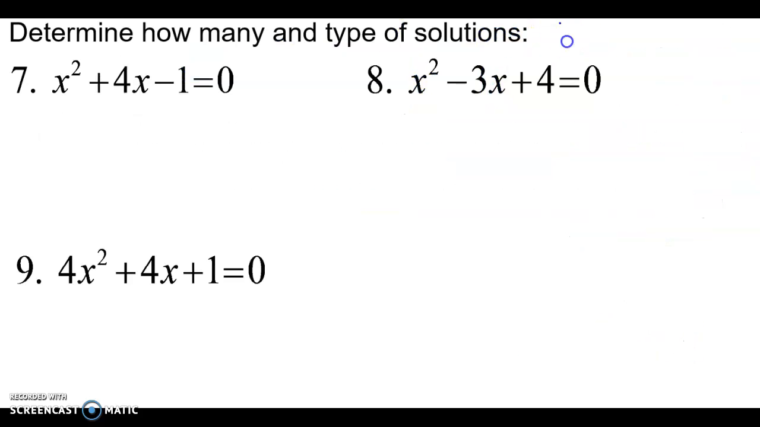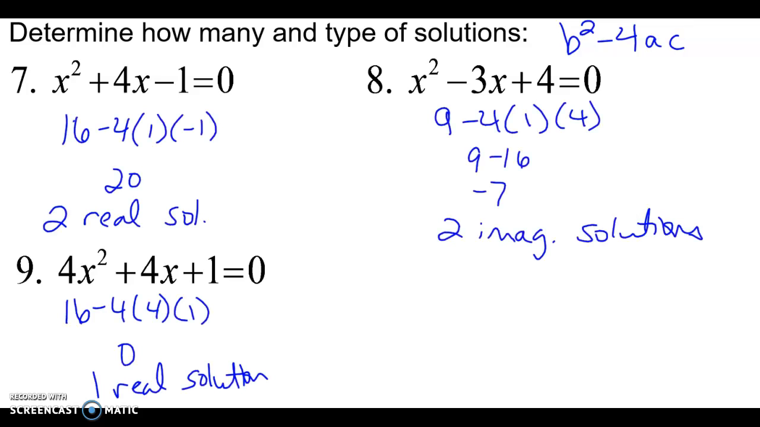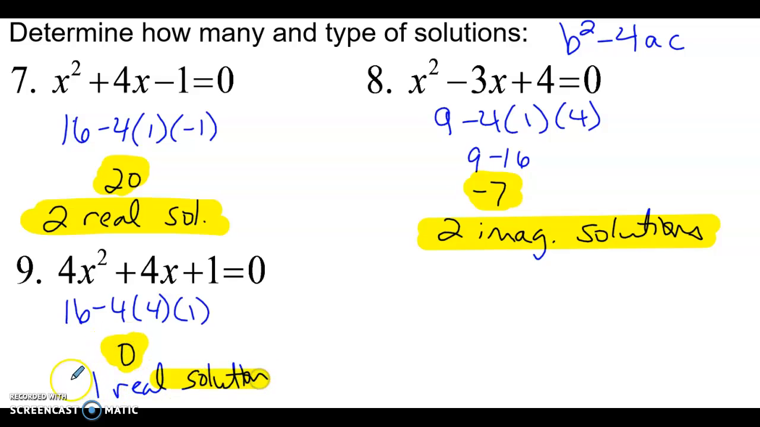All right, so go ahead and try these 3. See if you can figure out how many solutions you have. All right, so for the first one, we got the discriminant to be 20. So there were 2 real solutions, okay, because that number was positive. Second one, our number is a negative, 2 imaginary solutions. And finally, if we got 0 for the last one, that means I have 1 real solution. Okay, we're not concerned about what the solutions are, just how many do we have.